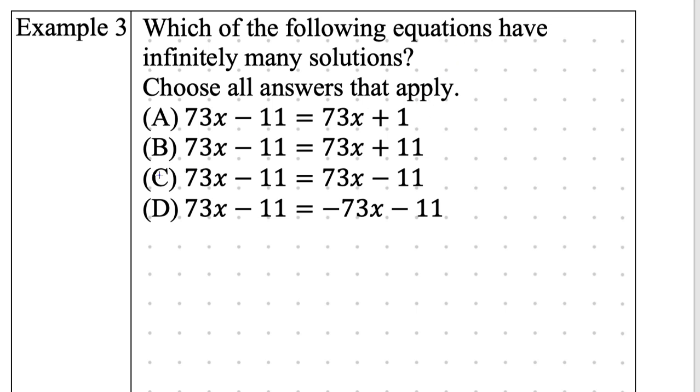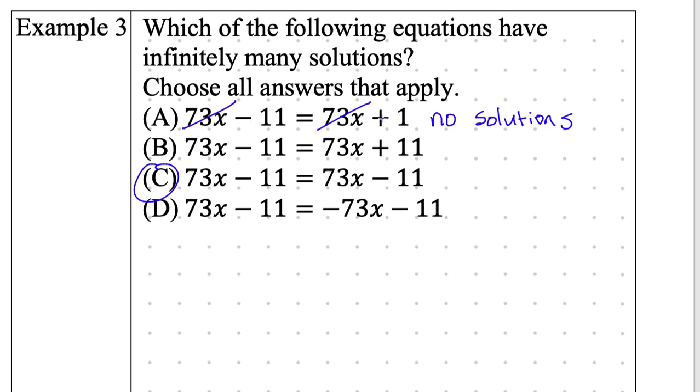Kira. I got C because it's 73x minus 11 equals 73x minus 11 on both sides. There it is. Yeah, infinite solutions. Perfect. That is the answer. Can I tell you what A is? Wyatt, go. What is A? A is no solutions, because if you subtract 73x on both sides, you have negative 11 equals positive 1, which is not true. Perfect. The easiest thing when you have the same variable on the left and right is just cross them off. 73x and 73x, if I subtract 73x on both sides, just cross them off and you're left with negative 11 equals 1.